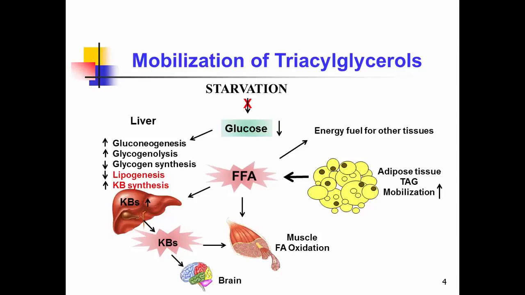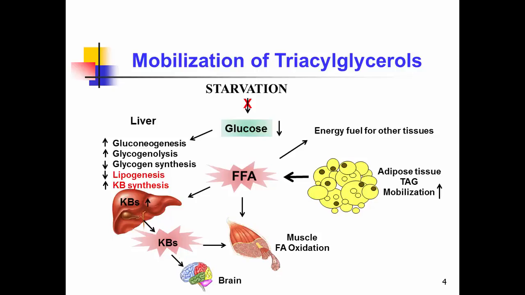And the other important alternative fuel our body uses during the fasting condition is fatty acids. So fatty acids need to be released from fat tissue, which is the storage site of triglyceride, and then provide an energy source for multiple tissues. So this gives you the overall picture.